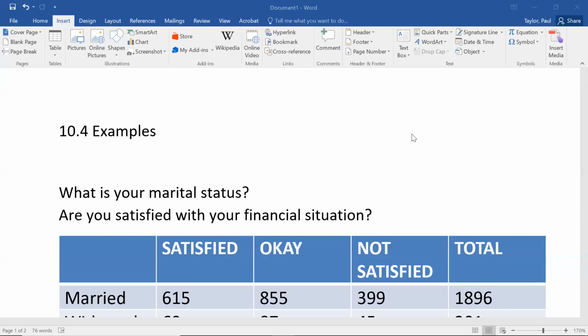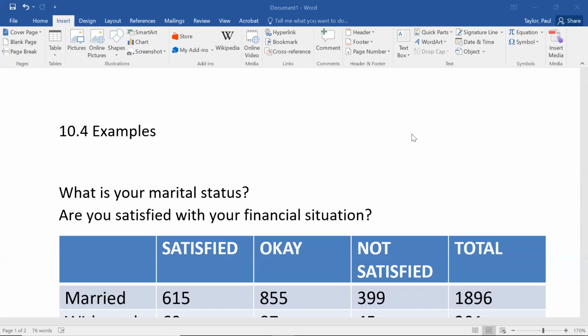Hello, everyone. The plan for today is just to do a few examples practicing using the chi-squared test in Minitab. I have two where our data is summarized in a table, and then one where we're going to try it using some raw data.